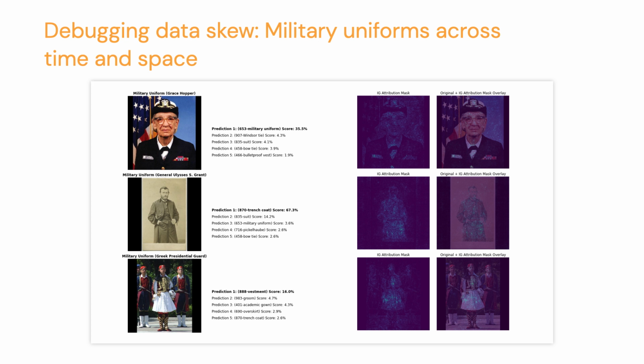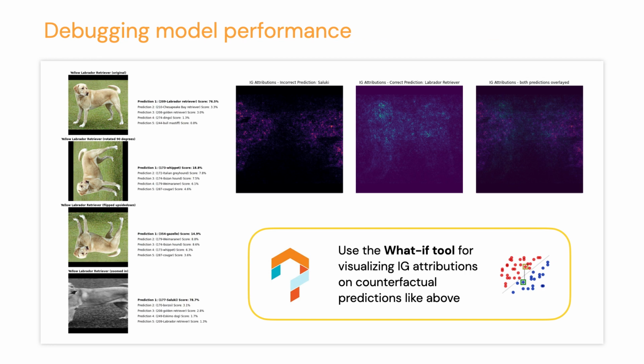While IG attributions alone will not identify or fix data skew or bias, when combined with model evaluation metrics and dataset statistics, IG attributions provide you with a guided path forward to collecting more and diverse data to improve model performance. IG feature attributions provide a useful debugging complement to dataset statistics and model evaluation metrics to better inform corrective actions for model performance.